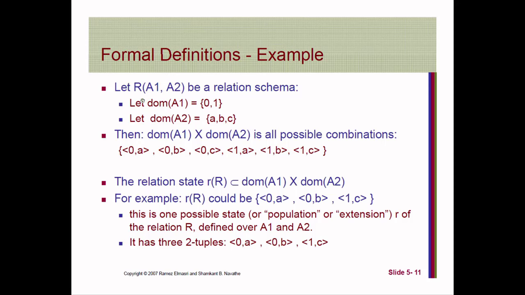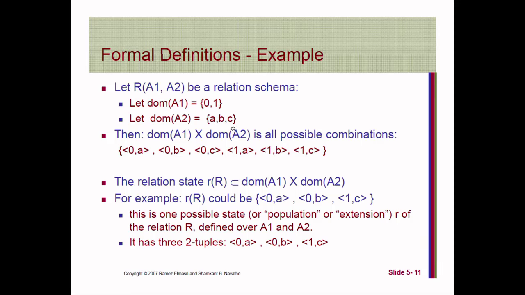Let's say we have a relation R with two attributes A1, A2. So this is the schema given. The domain of A1, meaning all the values that A1 can take, is simply 0 and 1, meaning the attribute A1 can take only two values, either 0 or 1. And the domain of A2 is a set of three elements A, B, C, meaning A2 can take only the values A or B or C.